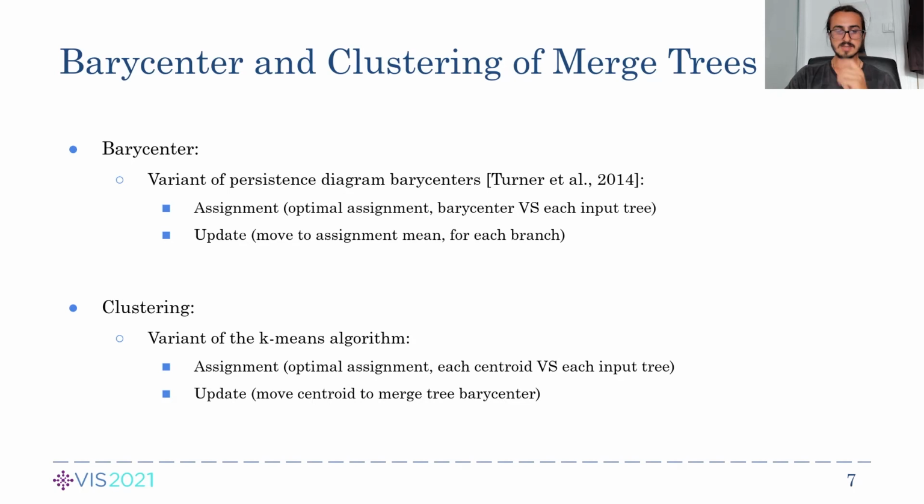We can also extend this to a clustering algorithm by generalizing the barycenter method to more than one barycenter, called centroids. It is a variant of the k-means algorithm that consists also in 2 steps, assignment and update. At first, we initialize the centroids. Then, in the assignment step, we compute the matching between each centroid and each input tree. Finally, in the update step, we apply the barycenter algorithm above to each centroid with the trees assigned to this cluster.